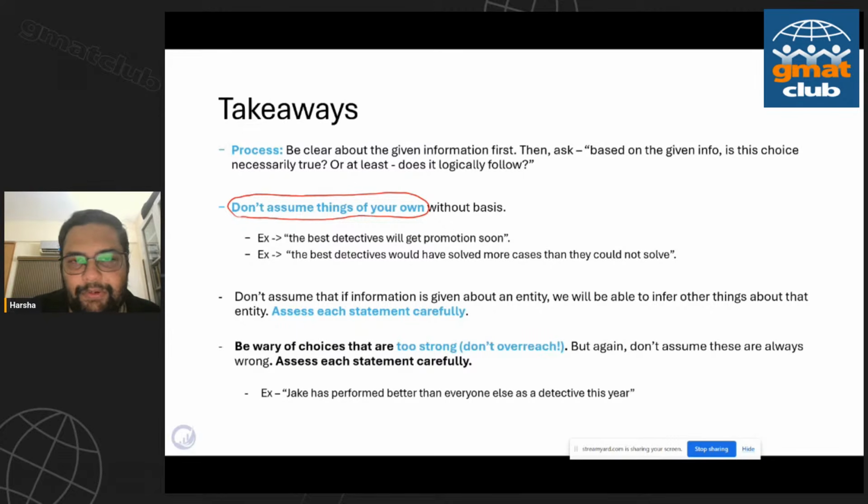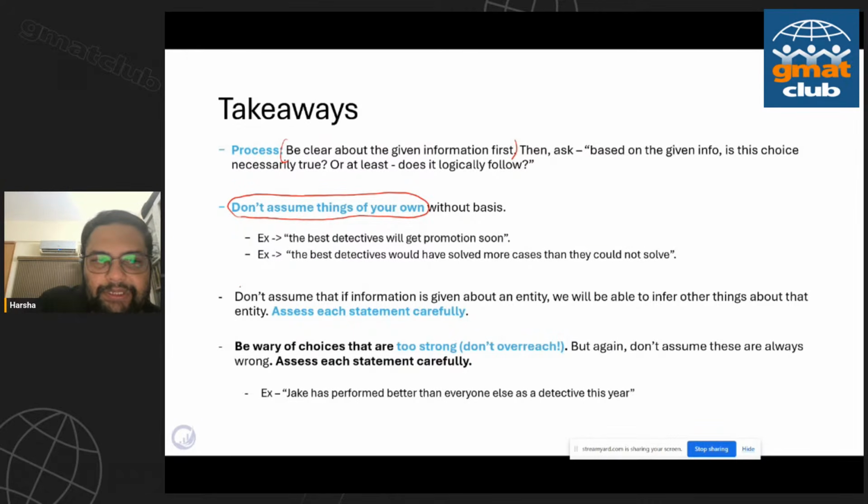Another thing that you'd observe is the process, right? Always it starts with being very clear about the information first. So when I'm solving CR inference questions, if I have to reread the given information just so that I'm clear about it, I don't mind doing that. That's still a better investment than going directly to choices most of the times, right? But the question that you always ask is, hey, does this logically follow from the information given? Is this really true? Is this necessarily true? If you can very easily see other scenarios, it's probably not a good choice, right?